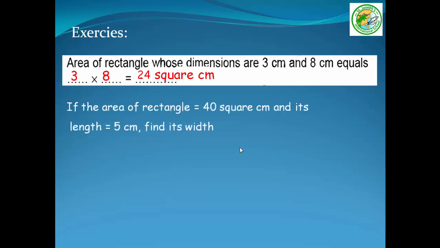The next one, if the area of a rectangle equals 40 square centimeters and its length equals 5 centimeters, find its width. Yes, be careful. Here we have the area of the rectangle already, okay? And we want to get the width. We will draw this figure to help you get the length or the width. Make this triangle and put area up and length and width down. Okay.